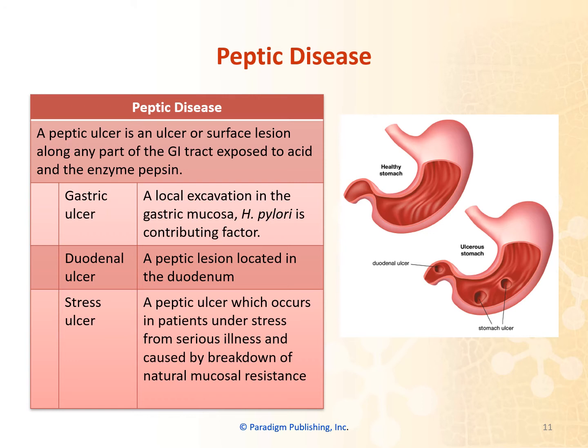So we also have peptic disease, which usually manifests as an ulcer. A peptic ulcer is an ulcer or surface lesion along any part of the GI tract exposed to acid and the enzyme pepsin. So you have the different types of ulcer. You have the gastric ulcer, the duodenal ulcer, and stress ulcer. I'm sure you all have heard about those as well.